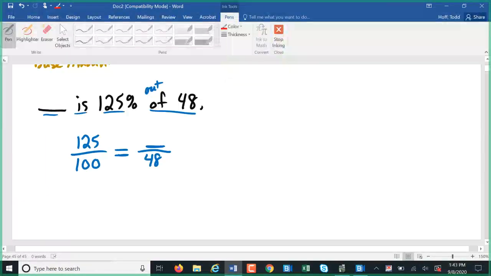Now, once again, we've put all the numbers in the proportion except for one missing number. So the process is to cross, multiply, and divide. The two numbers that are diagonal are the 125 and 48. 125 times 48 is 6,000. The number that's diagonal to our missing number is the 100, so we divide by 100. That is 60. So 60 is 125% of 48.